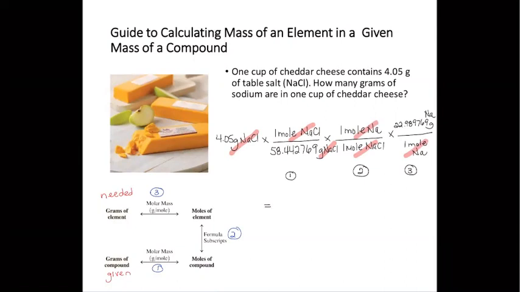So to get this final answer, we're going to multiply 4.05 times 1 times 1 times 22.989769, everything divided by 58.442769. And since we're multiplying by 1, then we just keep that number. So how many grams of sodium are in 1 cup of cheddar cheese?